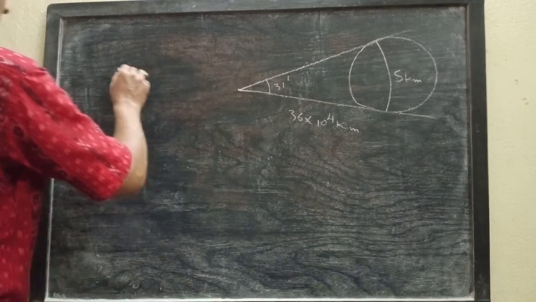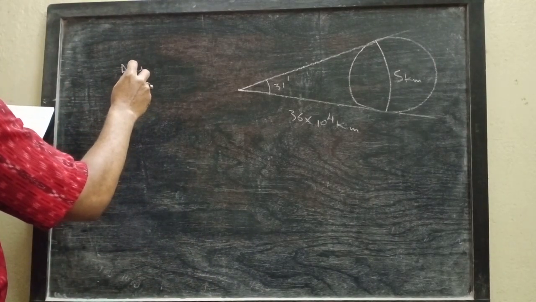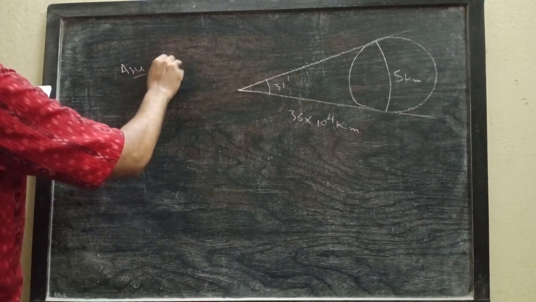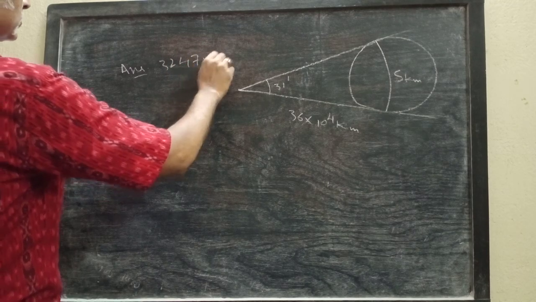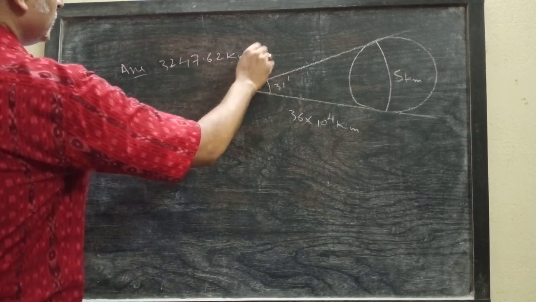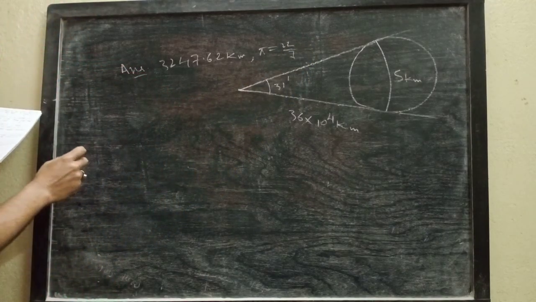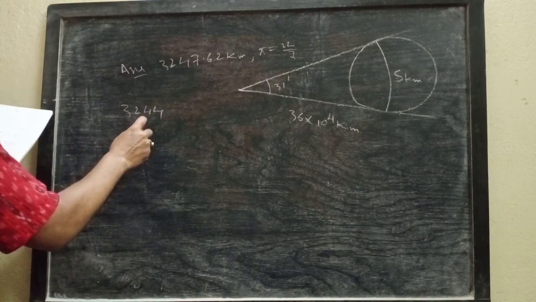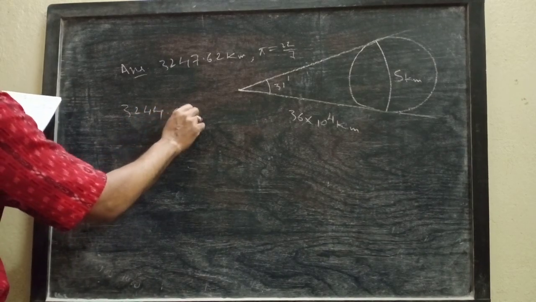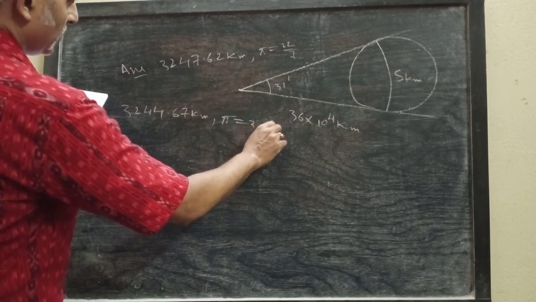Your answer will be 3247.62 kilometers if you take pi as 22 by 7, and if you take pi as 3.14, then your answer will be 3244.67 kilometers.